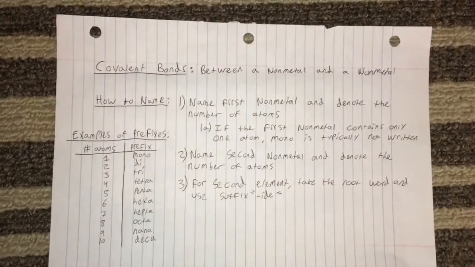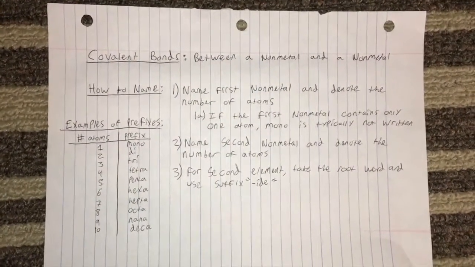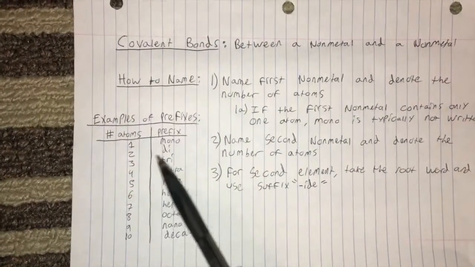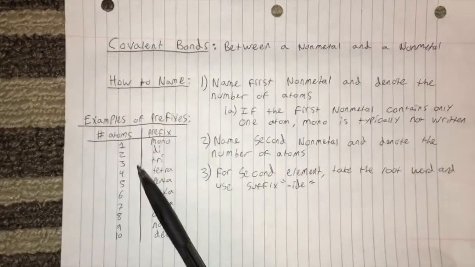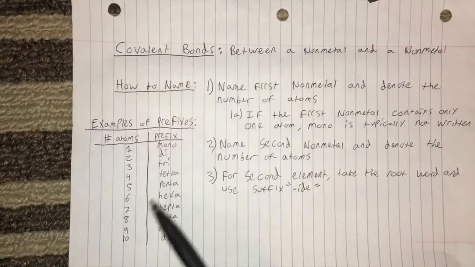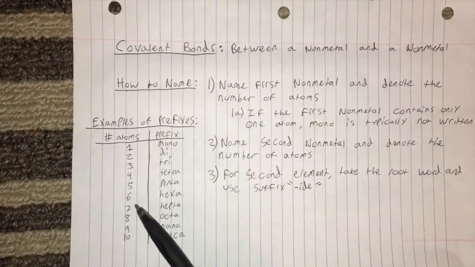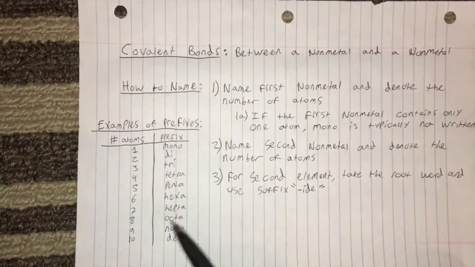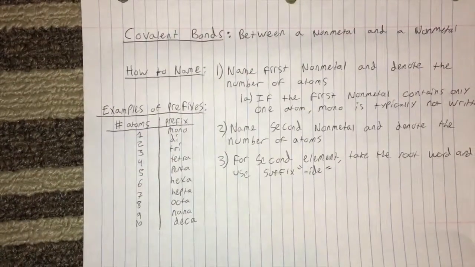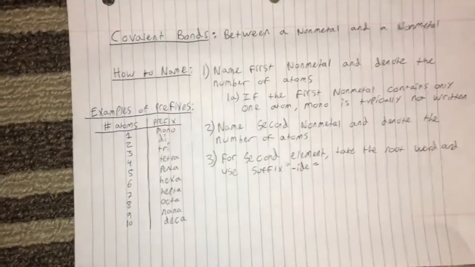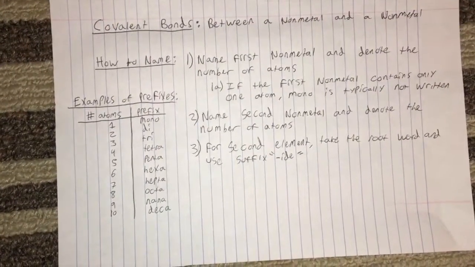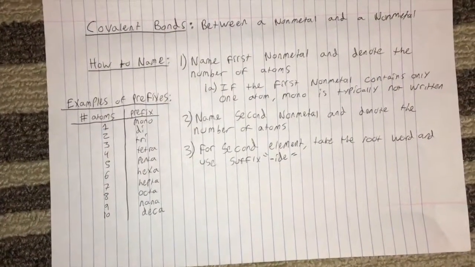Here is a chart of the prefixes used for an element with any amount of atoms from 1 to 10. For 1 atom, we're going to use the prefix mono. For 2 atoms, di. For 3 atoms, tri. 4 atoms, tetra. 5 atoms, penta. 6 atoms, hexa. 7 atoms, hepta. 8 atoms, octa. 9 atoms, nona. And 10 atoms, deca. Now, before we look at some examples, it is super important to note that you only express the amount of atoms when looking at covalent bonds and not ionic bonds.